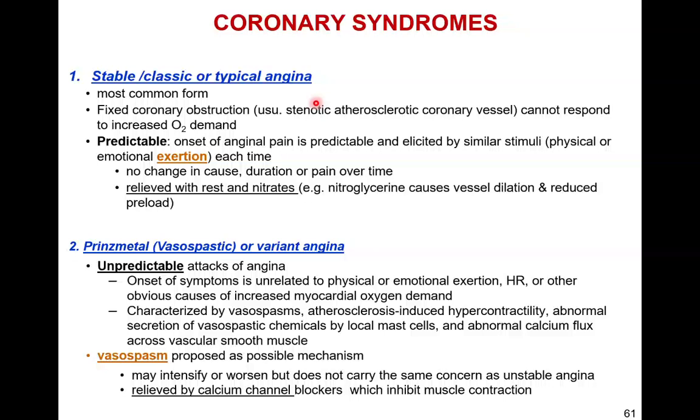Then we will turn our attention to valve disease. We will talk about diseases of the heart muscle and the electrical system of the heart.